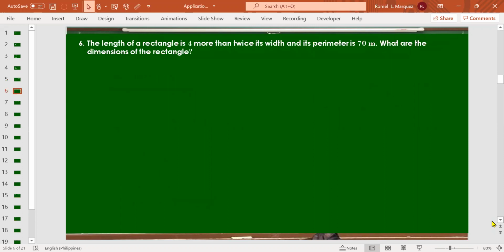Yes, sir. What about number 6? This time it's about geometry. The length of a rectangle is 4 more than twice its width, and its perimeter is 70. What are the dimensions of the rectangle? So let's draw a beautiful rectangle.